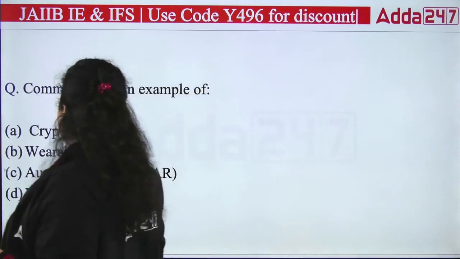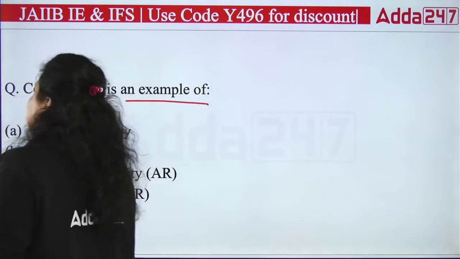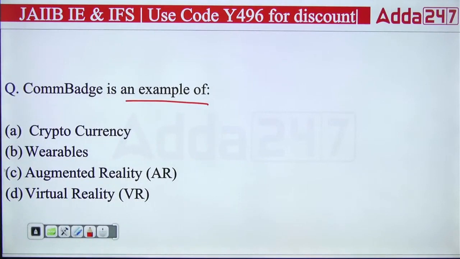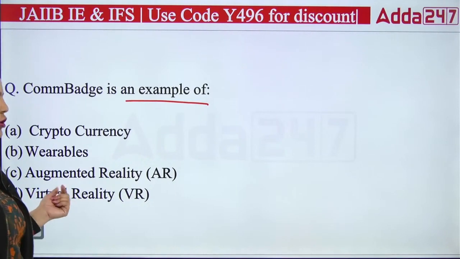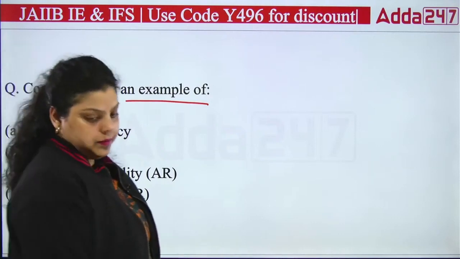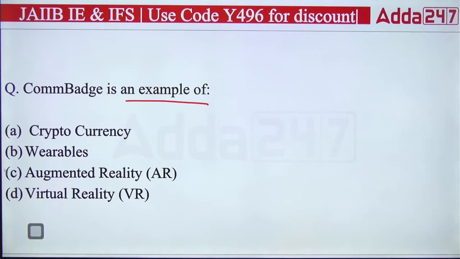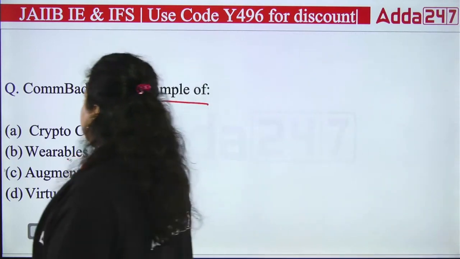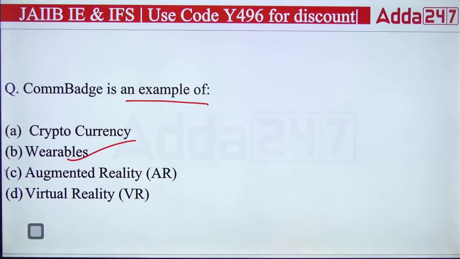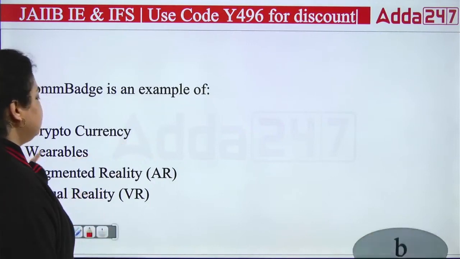Next is talking about the common page is an example of which of the following? Is it an example of cryptocurrency, wearables, augmented reality, or virtual reality? Out of these 4, it is the example of which of the following? A, B, C or D? And the right answer is actually, it is the example of wearables, not cryptocurrency, not AR or VR. Right answer is wearables. So right answer is B here.